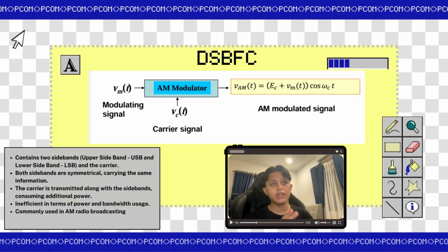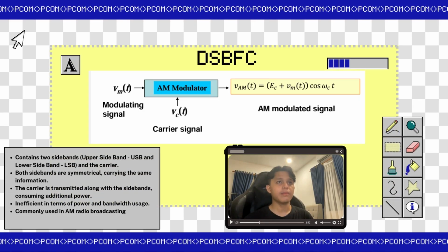Now we will present the double sideband full carrier. It contains two sidebands, the upper sideband, USB, and the lower sideband, LSB, and it has the carrier. Both sidebands are symmetrical, carrying the same information. The carrier is transmitted along with the sidebands, consuming additional power. The disadvantage is that it is inefficient in terms of power and bandwidth usage. It is commonly used in AM radio broadcasting.